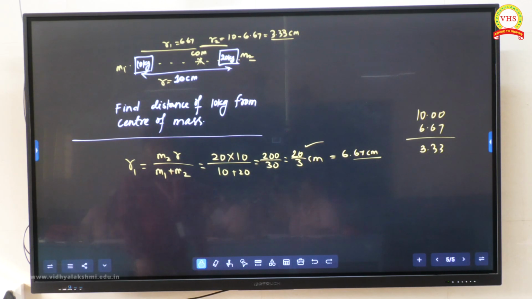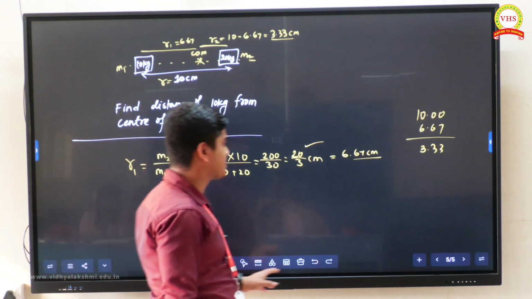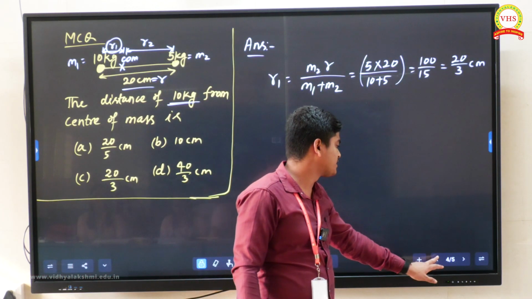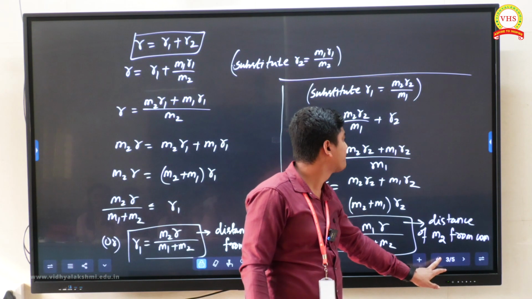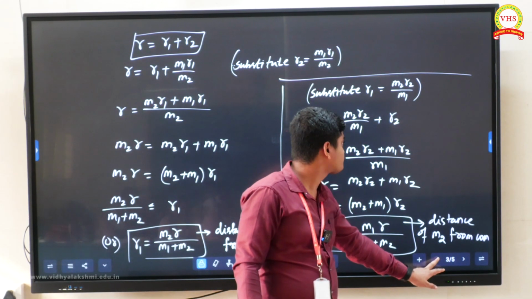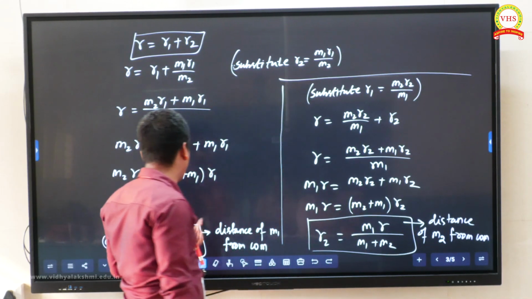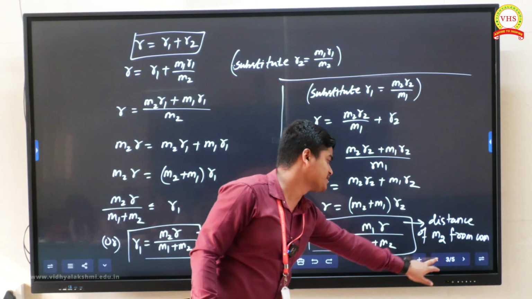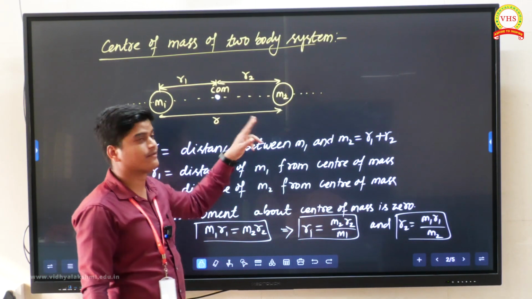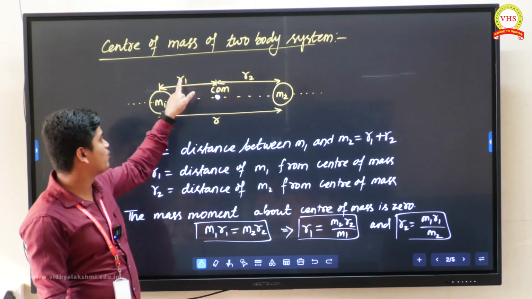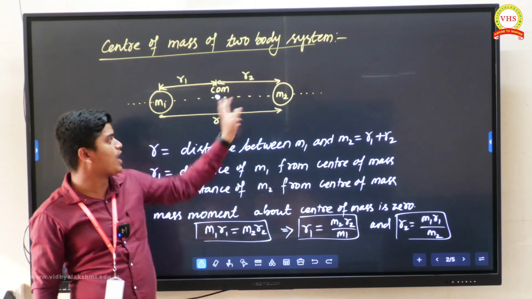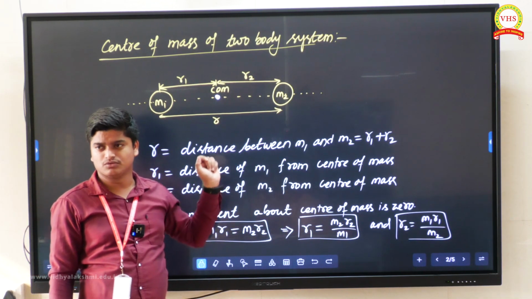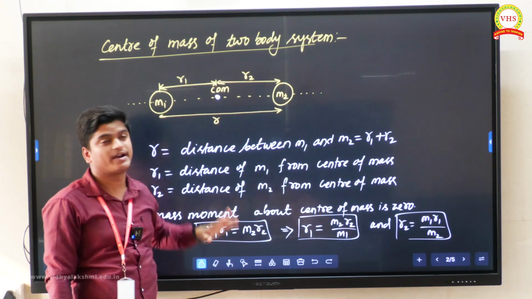Okay. So remember, if two masses are there, how to find R1 and how to find R2. With the derivation, we understood the question, right? So for two masses M1, M2 separated by distance R, R1 is M2R divided by M1 plus M2, and R2 is M1R divided by M1 plus M2.